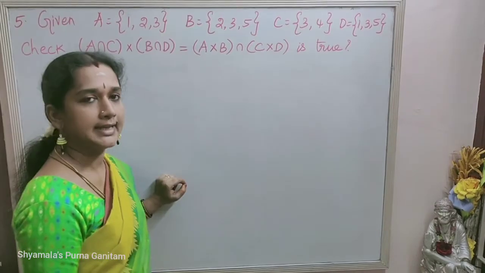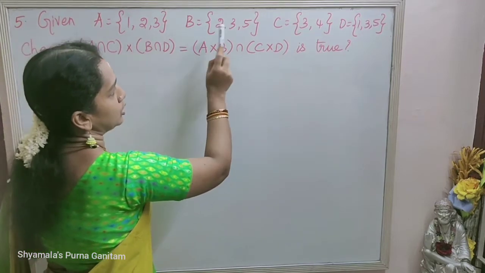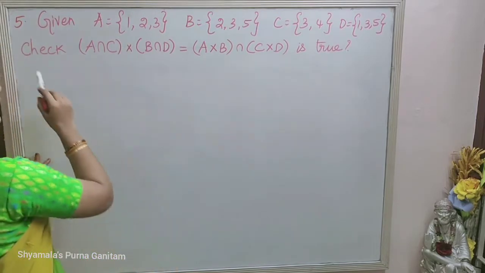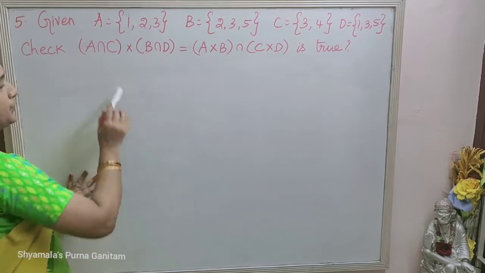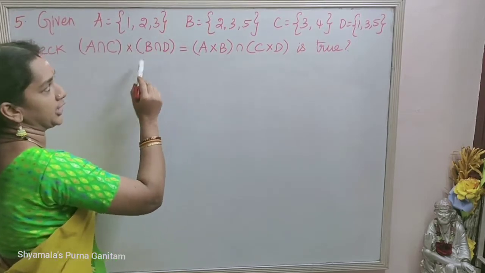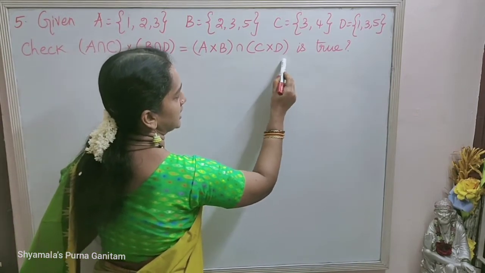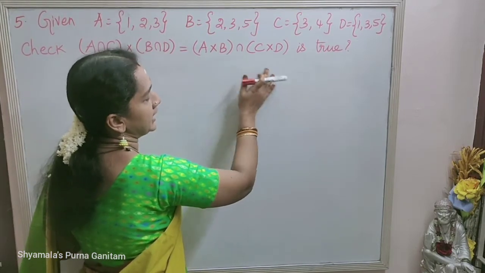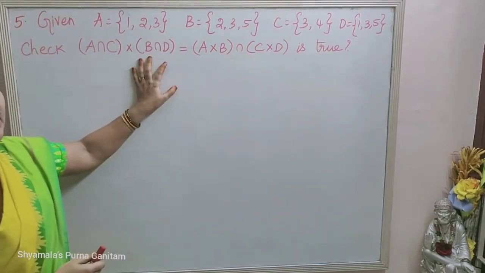Okay. Next sum is given: A is equal to {1, 2, 3}, B is equal to {2, 3, 5}, C is equal to {3, 4}, D is equal to {1, 3, 5}. Check (A intersection C) cross (B intersection D) equals (A cross B) intersection (C cross D). So first we have to find A intersection C, and with those elements we have to find the cross product with B intersection D. Then A cross B and C cross D, then find the intersection of both the sets. We are asked to check whether the statement is true.